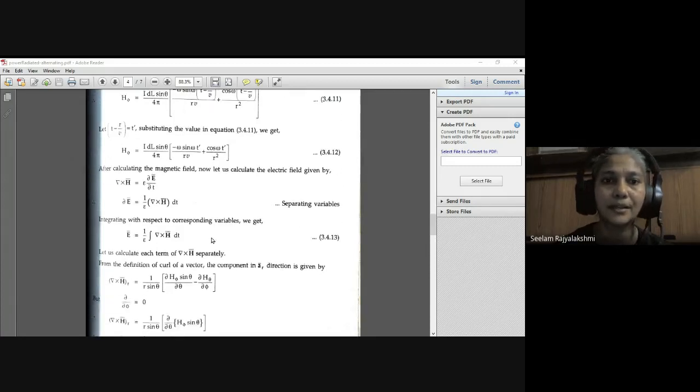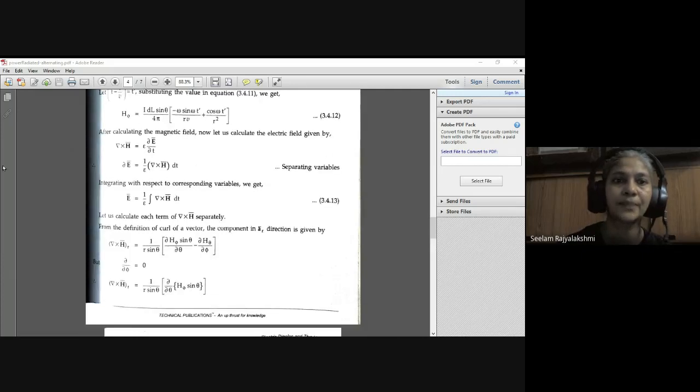After calculating the magnetic field, now let us calculate the electric field given by del cross H bar equals to epsilon ∂E bar by ∂t. So ∂E bar is equal to 1 by epsilon del cross H bar into dt, by taking cross multiplication, that means separating the variables. Integrating with respect to the corresponding variables, we will obtain E bar is equal to 1 by epsilon integral of del cross H into dt. That means the derivative and integration cancel on the left hand side.